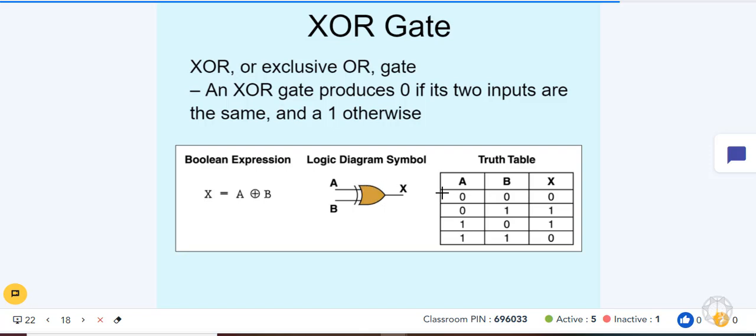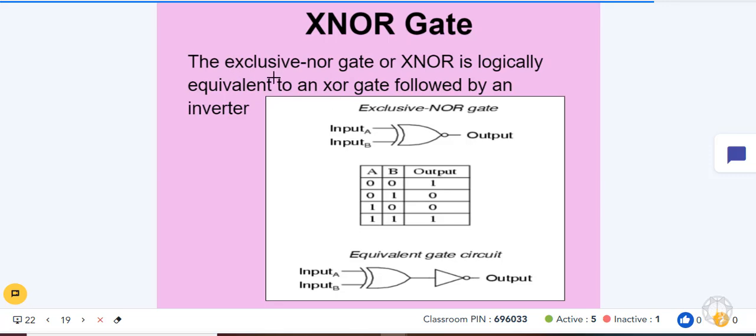Now next is the XNOR gate. The exclusive NOR gate or XNOR gate is logically equivalent to an XOR gate followed by an inverter. That means the logical diagram will be the same. The only thing is a small bubble, or we can call it an inverter, is added in front of the exclusive OR gate, the XOR gate.